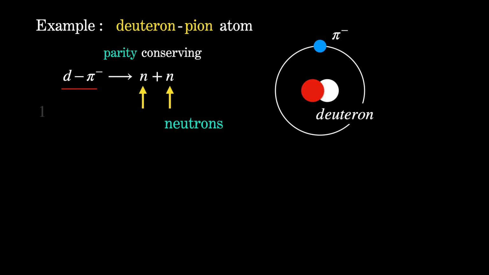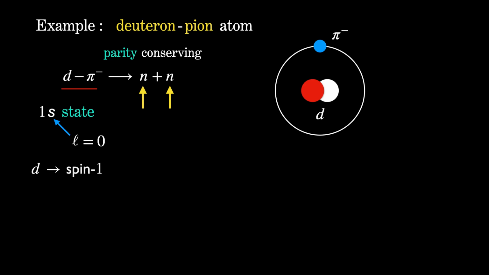The deuteron-pion bound state is the 1s state. Remember that this means the pion is in the ground state, with principal quantum number n equal to 1 and angular momentum L equal to 0. The deuteron has a spin of 1 from the composition of two spin-half particles, a proton and a neutron, while the pion has spin 0.